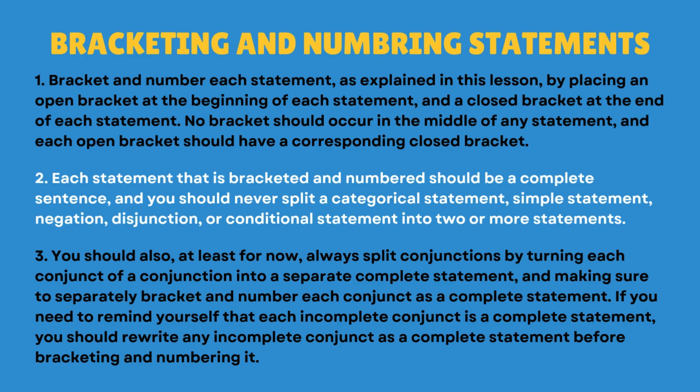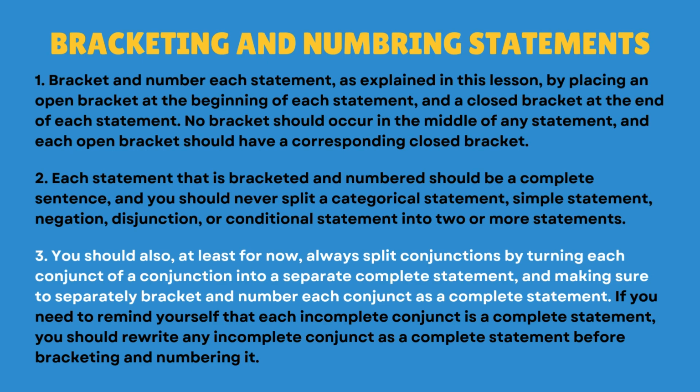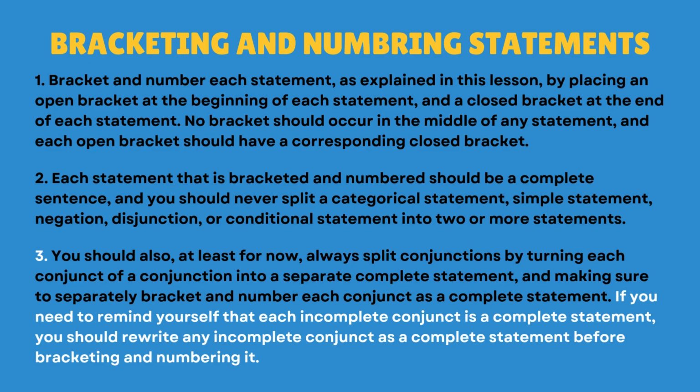2. Each statement that is bracketed and numbered should be a complete sentence, and you should never split a categorical statement, simple statement, negation, disjunction, or conditional statement into two or more statements. 3. You should also, at least for now, always split conjunctions by turning each conjunct of a conjunction into a separate complete statement and making sure to separately bracket and number each conjunct as a complete statement. If you need to remind yourself that each incomplete conjunct is a complete statement, you should rewrite any incomplete conjunct as a complete statement before bracketing and numbering it.